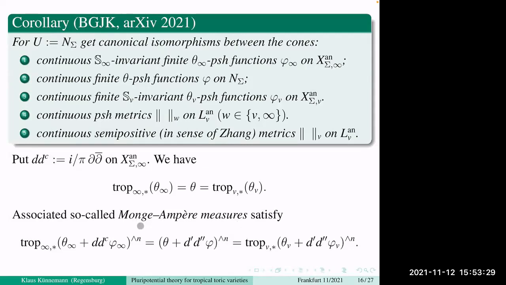So these are the three different Monge-Ampère measures. Here is the complex one, here is the tropical one, and here is the non-Archimedean one. And all of them are related by tropicalization. Now, the Calabi-Yau problem or the Monge-Ampère equation always asks whether a given measure can be realized as a Monge-Ampère measure.